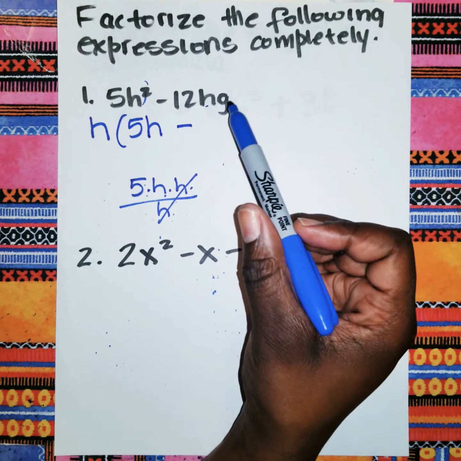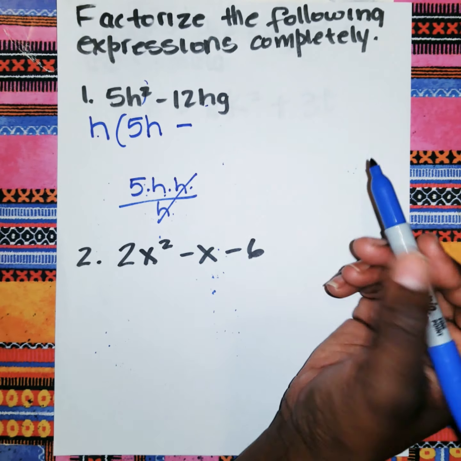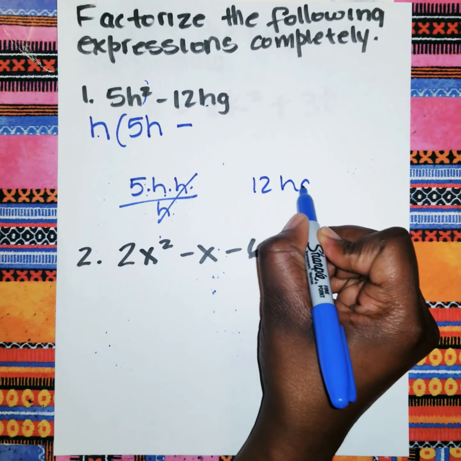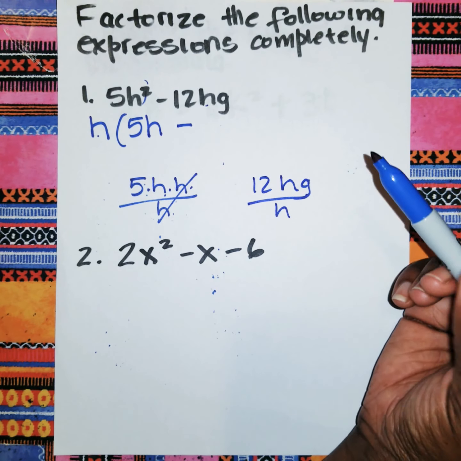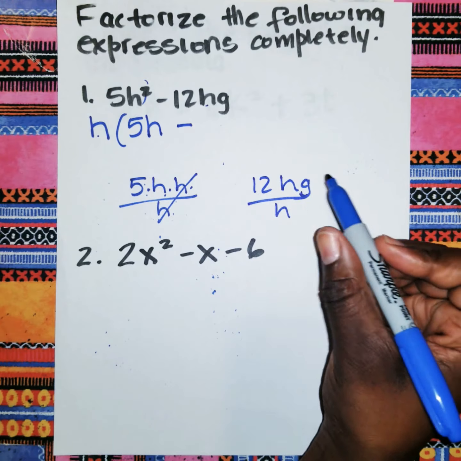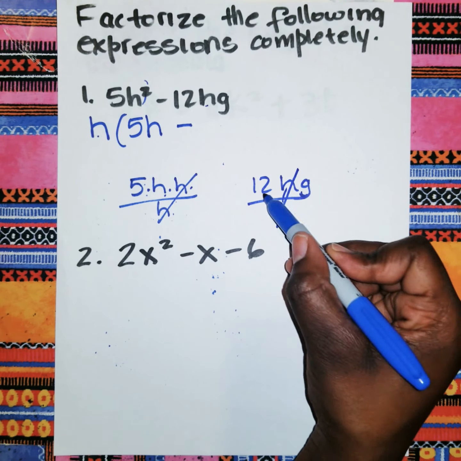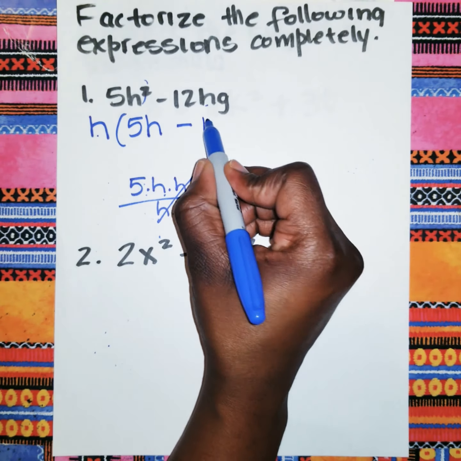For this part here, it says h into 12hg. If you're past this stage, guys, you can just easily do this by looking at the question. But for persons who are not past this stage, I'm showing you this method. So the h's will cancel. So from here, we have 12g remaining.